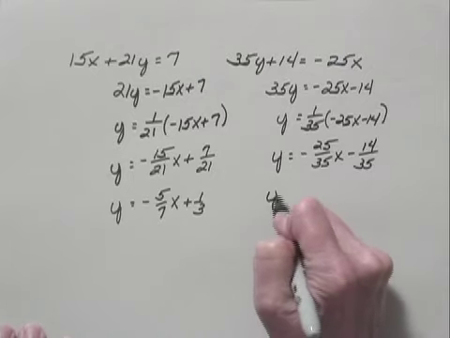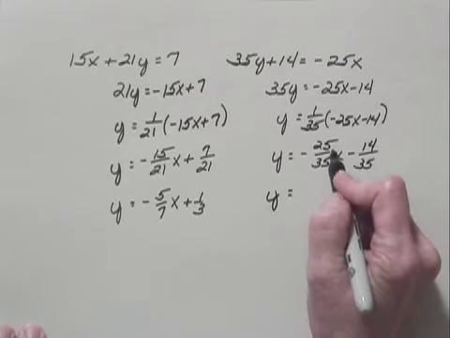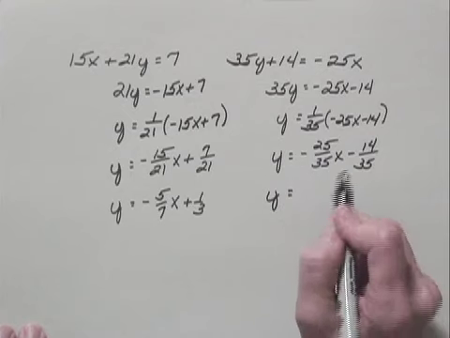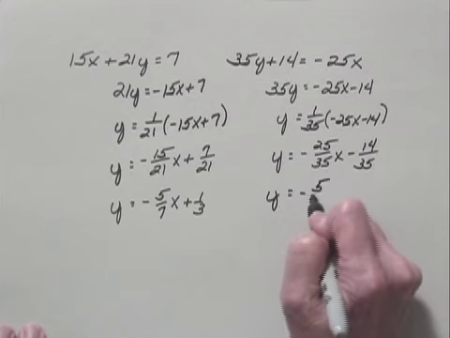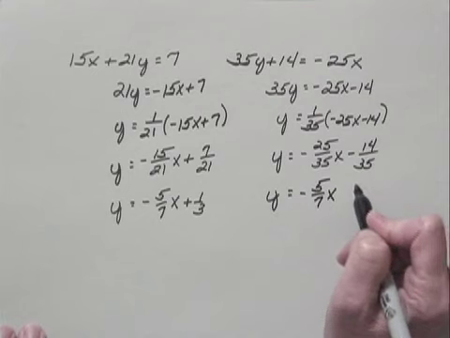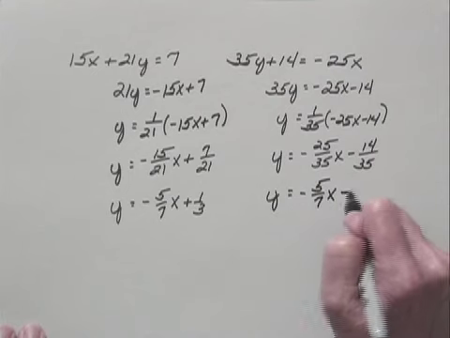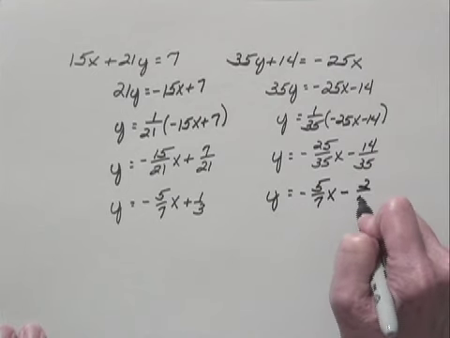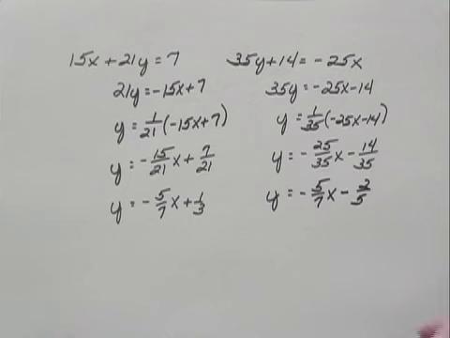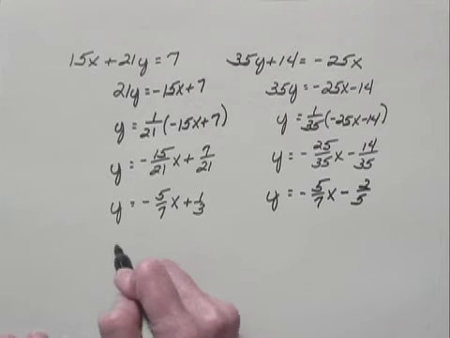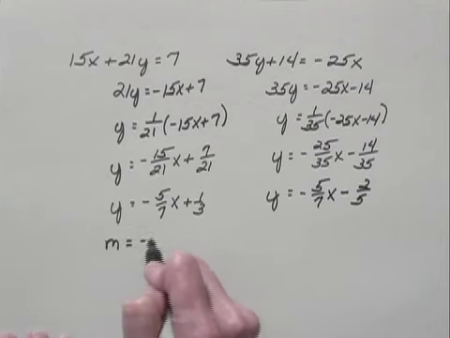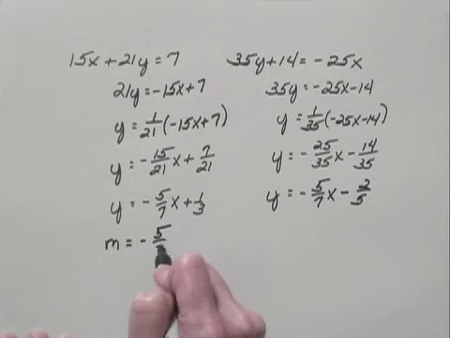And I can simplify both of these fractions. Negative 25 over 35 is negative 5/7. And negative 14 over 35 is negative 2/5. We're subtracting 2/5. So I have both of these equations in the form y equals mx plus b. I can see that each of them has a slope of negative 5/7.